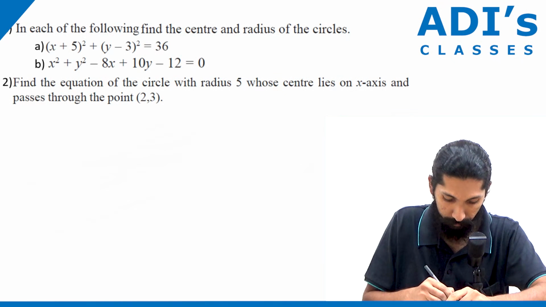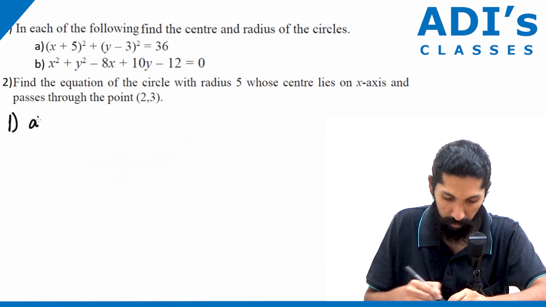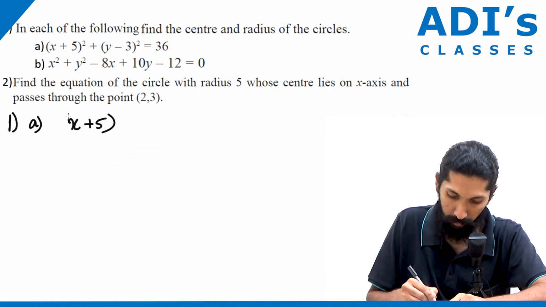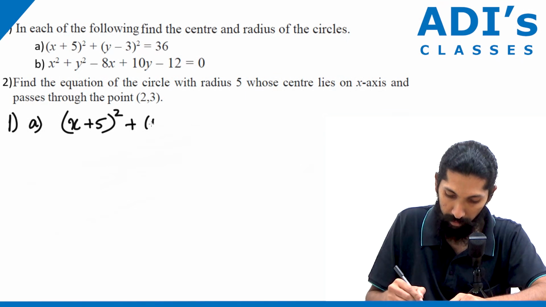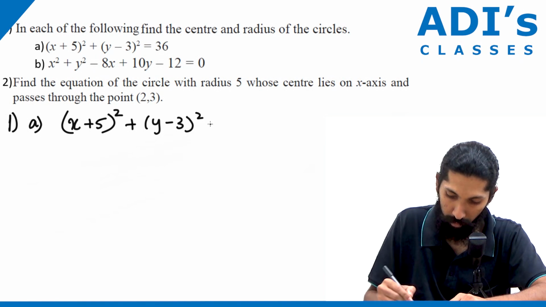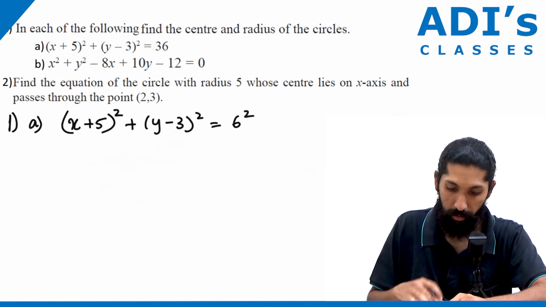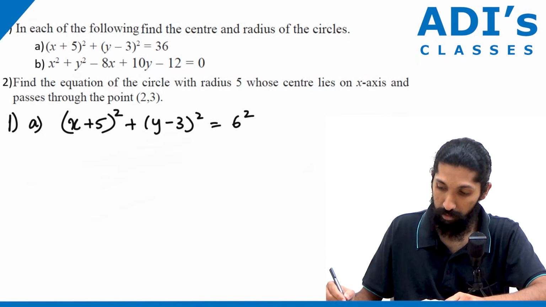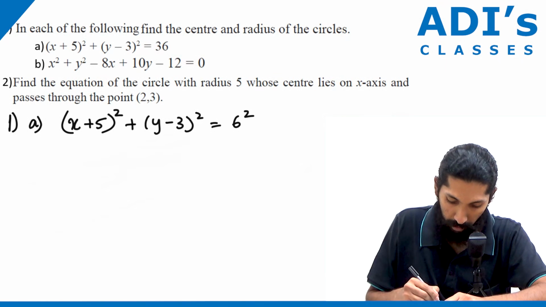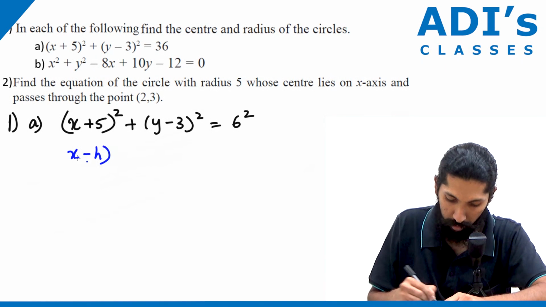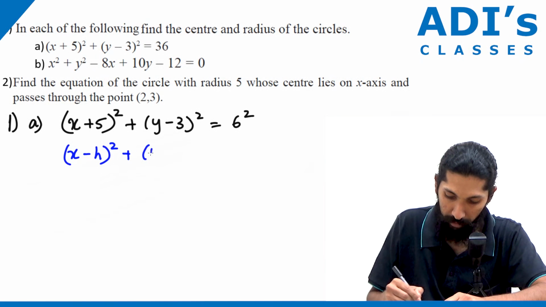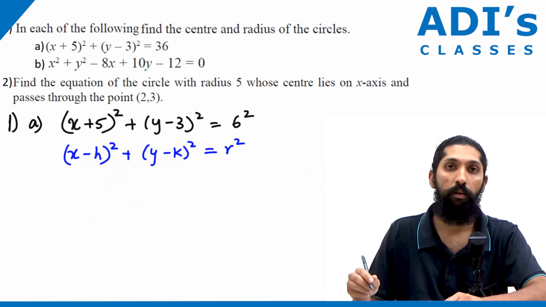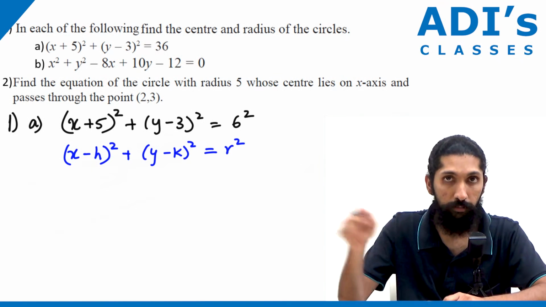Look at the first one. In the first one, you have (x plus 5) whole square plus (y minus 3) whole square is equal to 36, which is 6 square. Now, compare this with the standard form. Now, standard form is what? (x minus h) whole square plus (y minus k) whole square is equal to r square, correct? Now, h and k are the center of the circle.